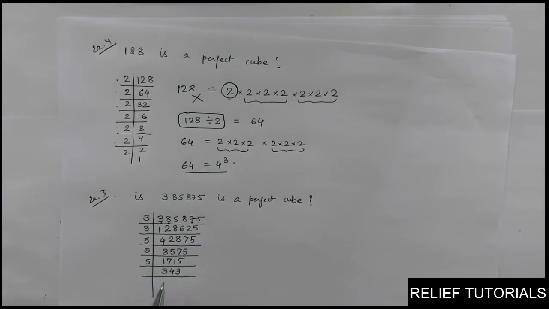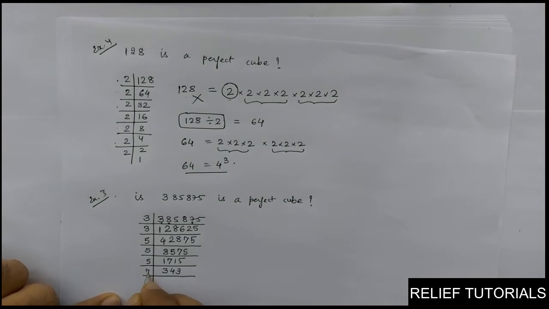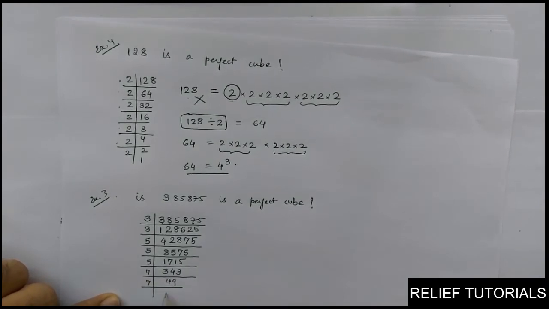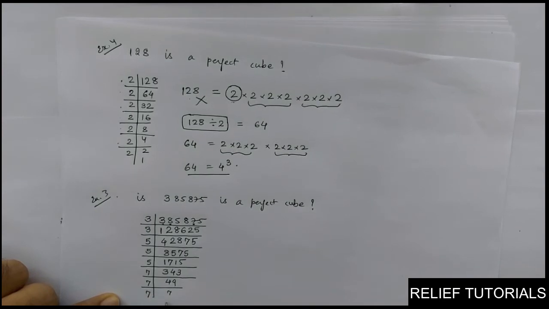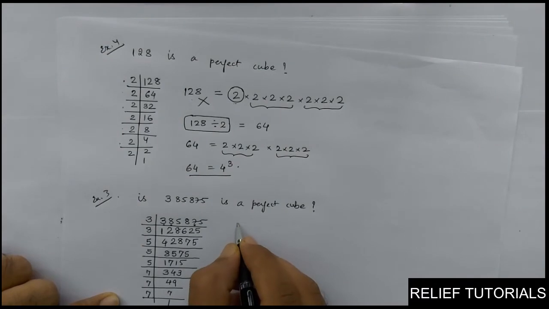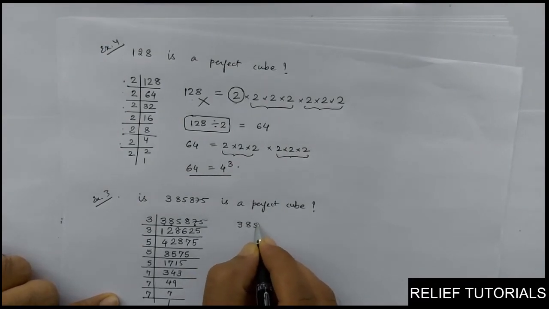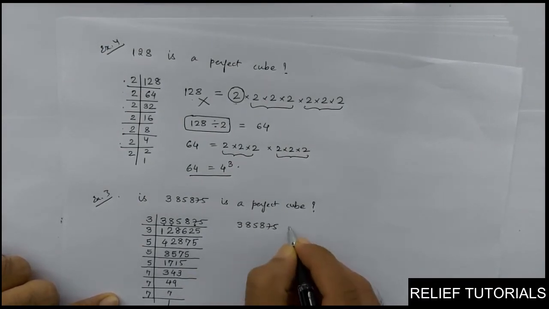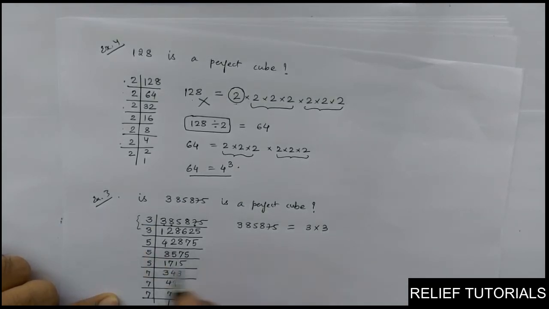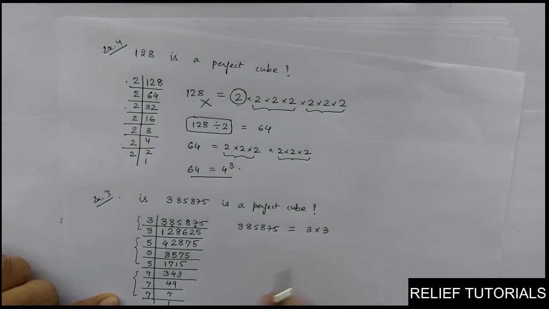But if you remember, this is the cube of 7. So this can be divided by 7. 7 7s are 49. 7 7s are 7, 1. So prime factors for 385875 is equal to 3 times 3, 3 times 5, 3 times 5 and 3 times 7.